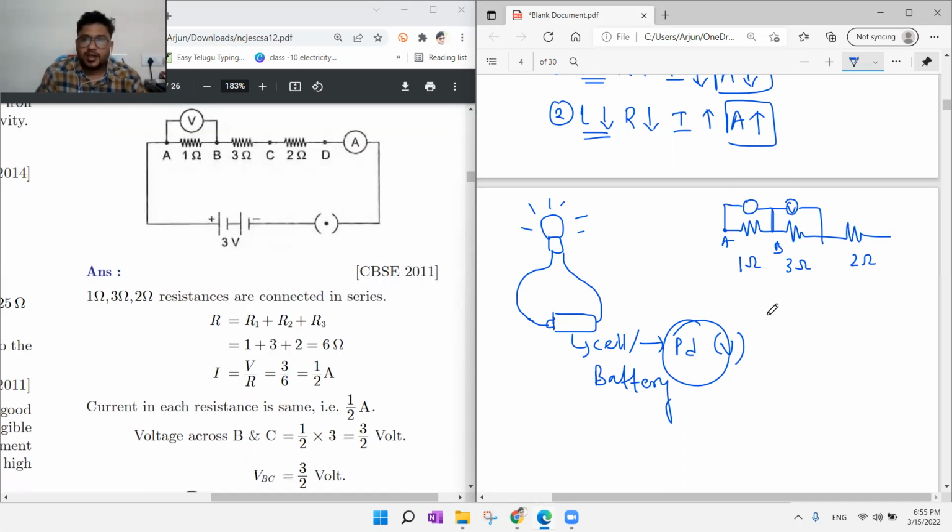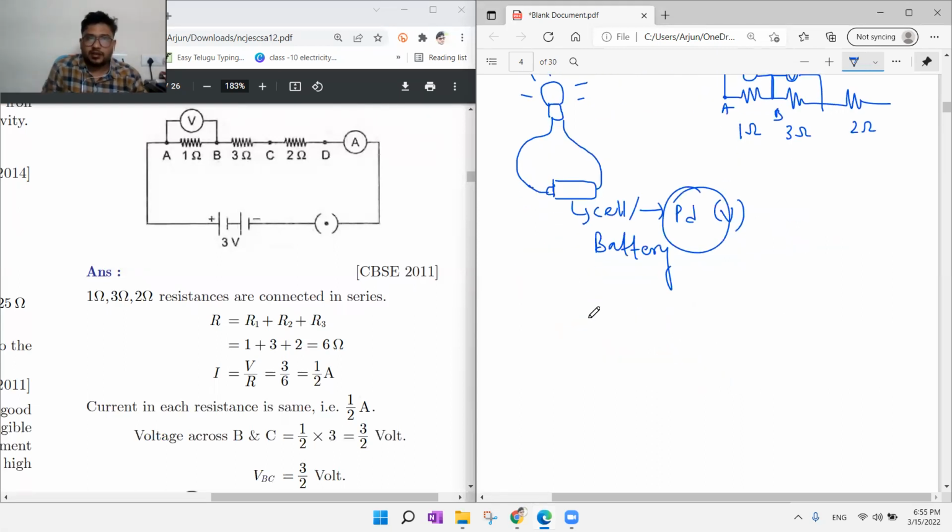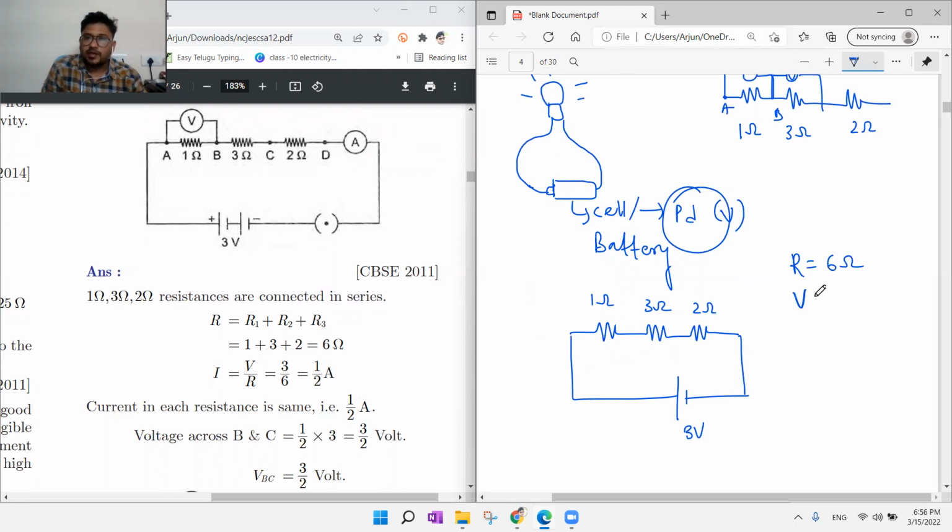It is quite simple. Let us try to calculate the voltage value. Now the circuit is given. Here R1 is 1 ohm, R2 is 3 ohm, R3 is 2 ohm, connected to a 3-volt battery. The 3 resistors are connected in series. So 1 plus 3 plus 2 is 6. So the R value is 6 ohm, and V value given in the diagram is 3 volt. Now it is easy for us to find the I value.